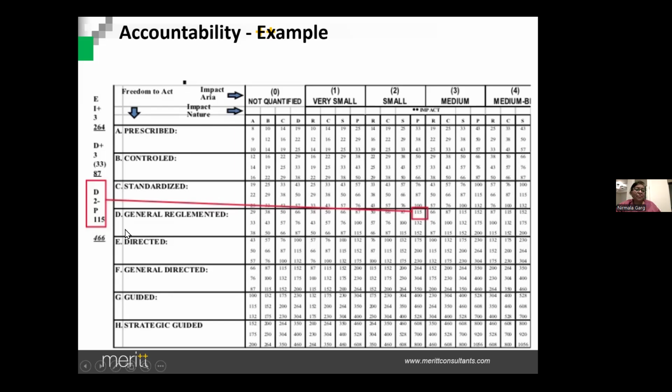Like for example, for a particular position here, the total point value for a position has been calculated as 466. So you have such point plans for know-how, for problem solving, and this is, I think, for accountability. All that you need to do is just identify where it is, and then look at the point value and put it there.